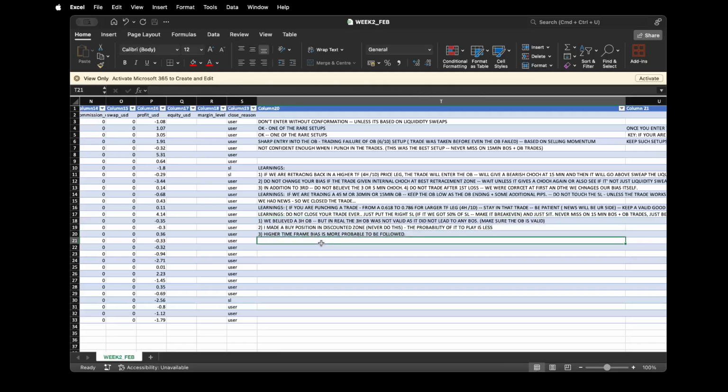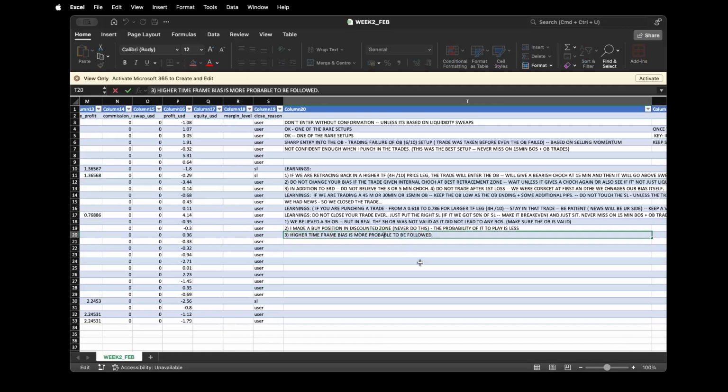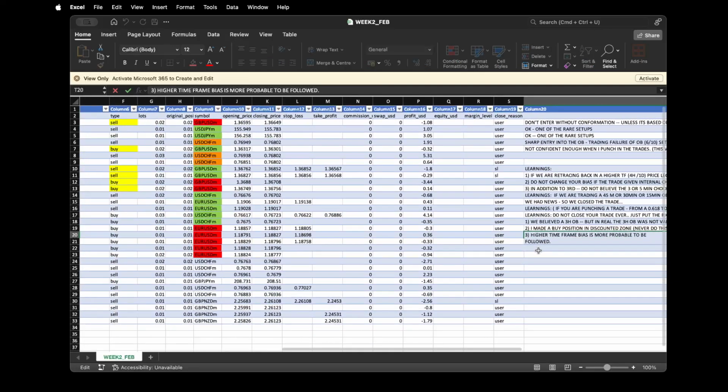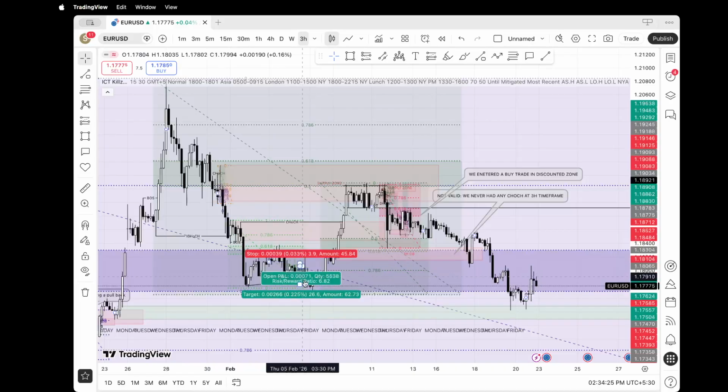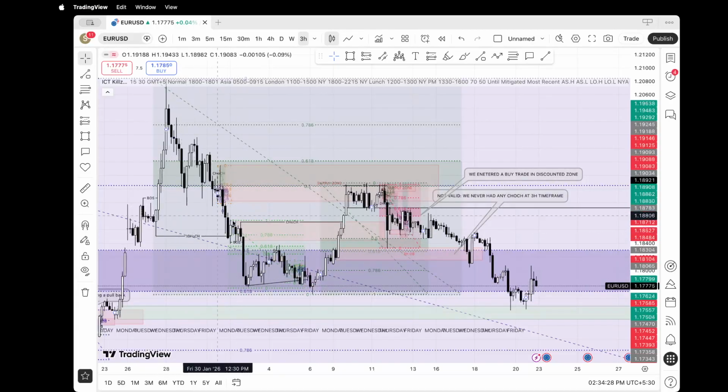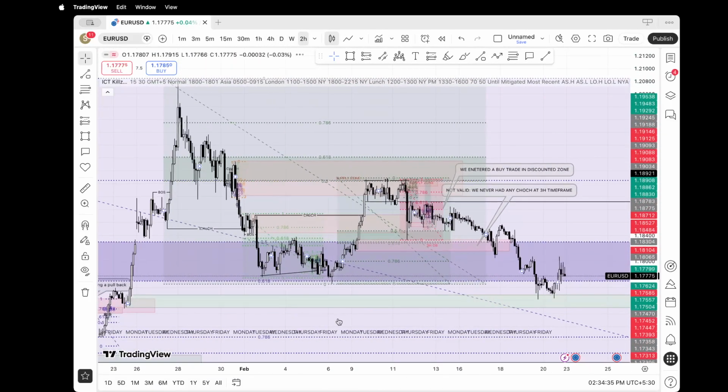Higher time frame bias is more probable to be followed, as 2 hour gave a change of character. I will just quickly show in TradingView. This is the change of character, and then it went up. But in 2 hour, there was a change of character, then a pullback, and then again a change of character, a break of structure. So this was the high. This high got broken, meaning it went bullish, but no, it didn't go bullish.